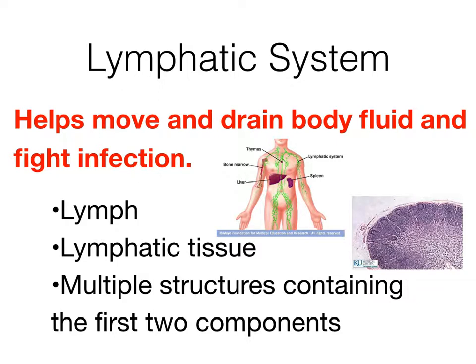The lymphatic system consists of three things: lymphatic tissue, and multiple structures and organs which contain lymphatic tissue and red bone marrow. On a quick side note, as we know, red bone marrow is a key component of the skeletal system where blood cells are made. So already we have the connection between lymphatic and skeletal systems.